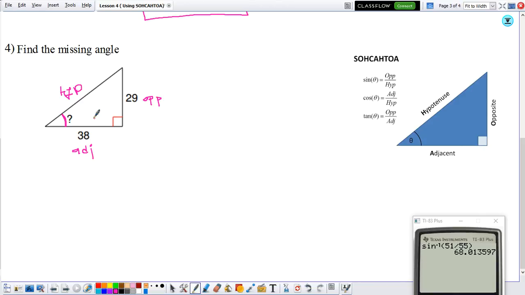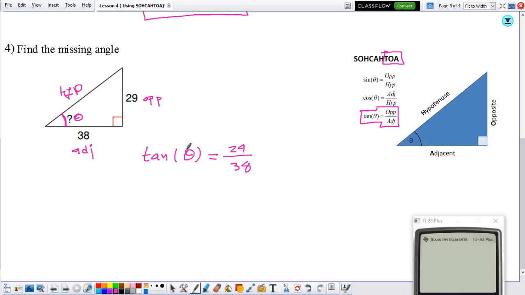So let's see. Which of the three functions talks about opposite and adjacent? Because that's what we have. Well, let's see. We see that TOA talks about tangent equals opposite over adjacent, which is exactly what we have. So we will be using tangent equals opposite over adjacent. So let's write that out. So now we have that the tangent of theta, again, theta is what we're looking for here, is equal to the opposite, but we know that the value of the opposite is 29. And we need to divide that by the adjacent, where the adjacent is 38.